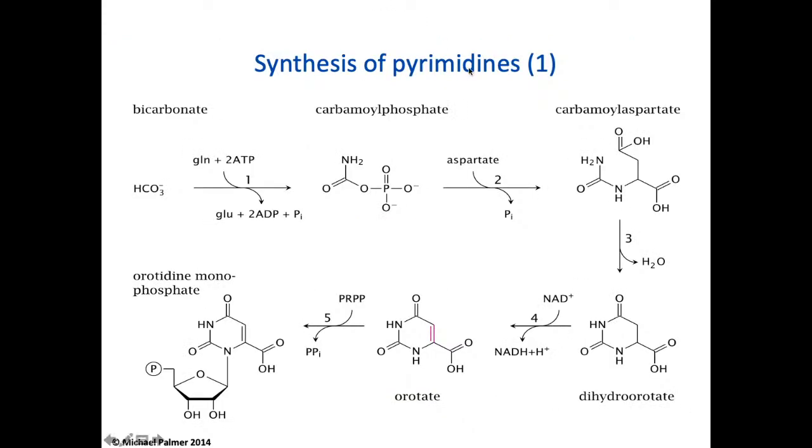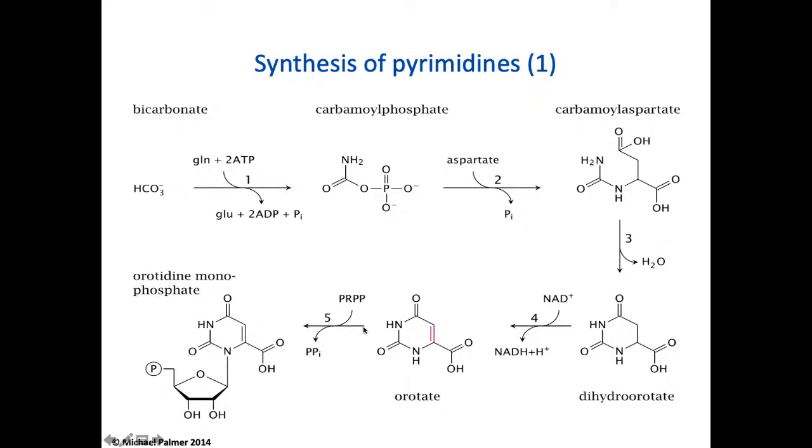So here we will be discussing the synthesis of pyrimidines. We have bicarbonate, HCO3, glutamine plus ATP, giving glutamate, ADP plus phosphate, and then carbamoyl phosphate is produced, leading to the production of carbamoyl aspartate, giving rise to dihydroorotate. And then with the help of NAD plus you have your orotate, and then from orotate we make orotidine monophosphate.